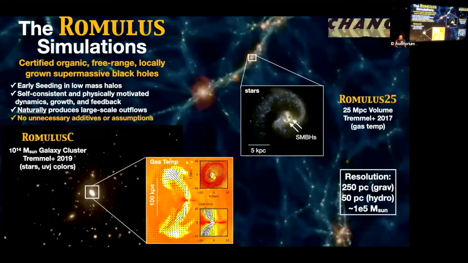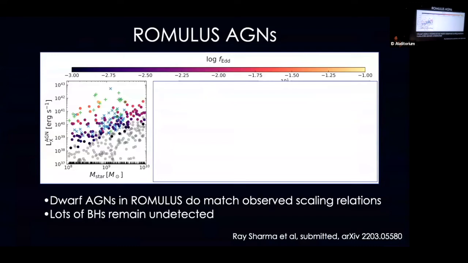But it's pretty cool. And so this Romulus has a much larger sample of dwarf galaxies with black holes. You can actually measure lots of them instead of the handful that I was looking at in the Zoom simulations. And so I'm going to present some results from a student who just finished, a doctor who just finished his PhD, Ray Sharma, who's working with Alison Brooks, as well as myself and Michael on some AGNs in Romulus.